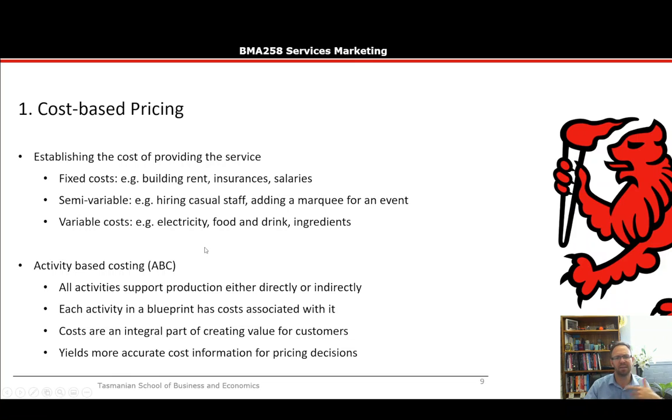Food and drink, such as in a restaurant: the more customers you serve, the more the ingredients are going to cost. And we've got activity-based pricing, which is a more advanced concept, but all activities support production either directly or indirectly, so you look at the value chain analysis. Each activity in a blueprint, so we've done our service blueprinting, or we've been working on that, has costs associated with it. Costs are an integral part of creating value for customers, and this yields more accurate cost information for pricing decisions. So all of these are based on what it costs to produce or provide a service, and then we work out our pricing based on that.